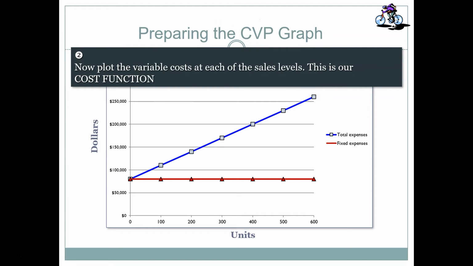The next thing I draw is my cost function, where my cost function has a y-intercept equal to $80,000, which is my fixed expenses, and then has a slope of $300, my variable cost, times the number of units I sell. So that's this blue line. Notice that it is steadily increasing with units, and of course, that's what we expect. This is my variable cost added on to my fixed cost, and my variable cost should increase with the number of units. In other words, I should have significantly more variable costs when I sell significantly more units.